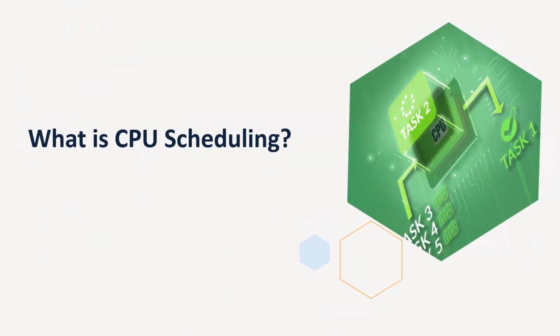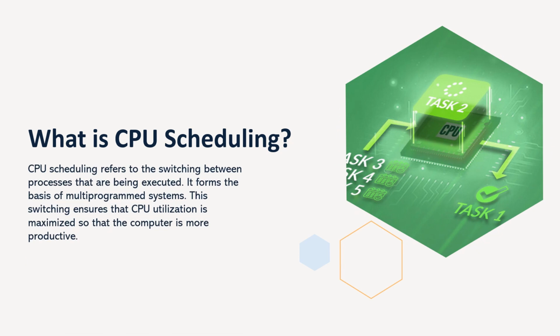So, what is CPU scheduling? CPU scheduling refers to the switching between processes that are being executed. It forms the basis of multi-programmed systems. This switching ensures that CPU utilization is maximized so that the computer is more productive.